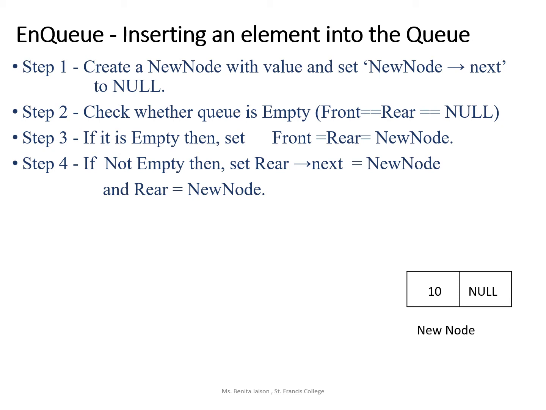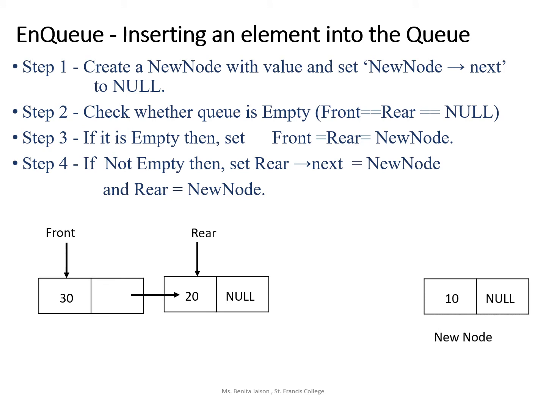If the queue is empty, then the new node will be the first node of the queue. Then set both the front and the rear pointer to point to the new node. If the queue is not empty, then the new node will be inserted at the rear end of the existing queue. For that, the rear next pointer will be pointed to the new node and the rear pointer is made to point to the new node.